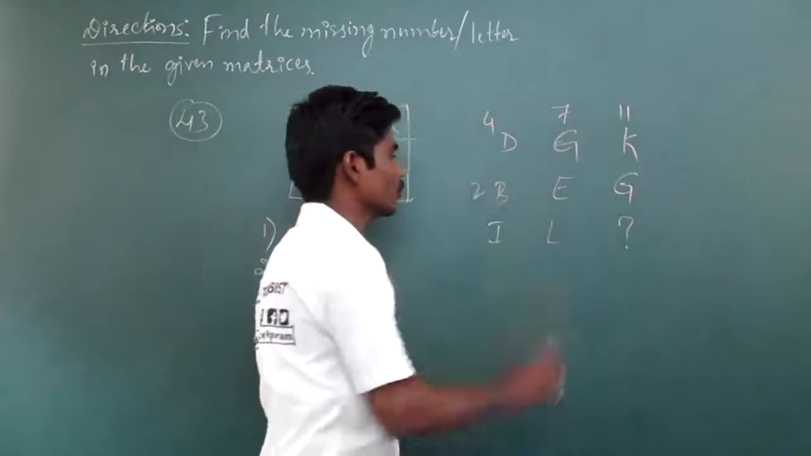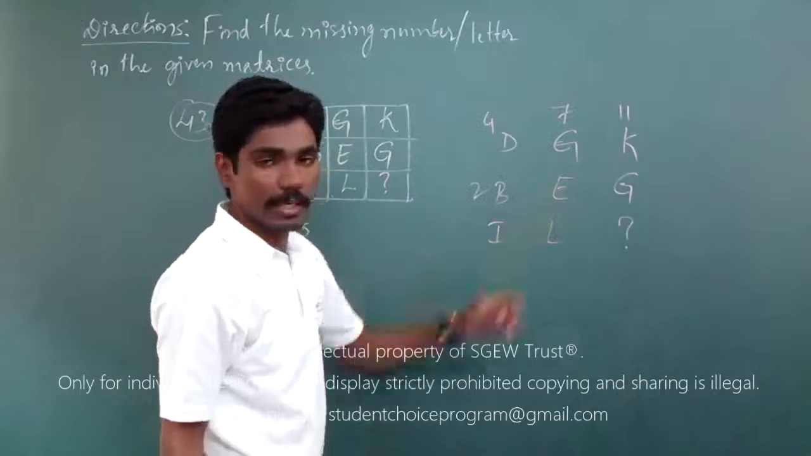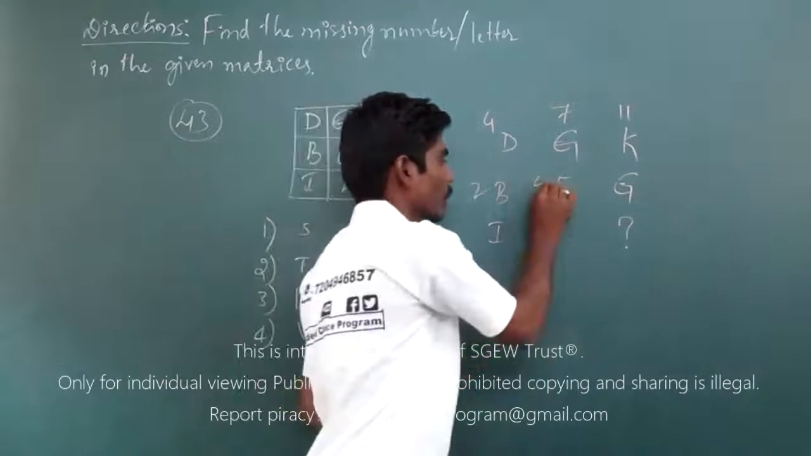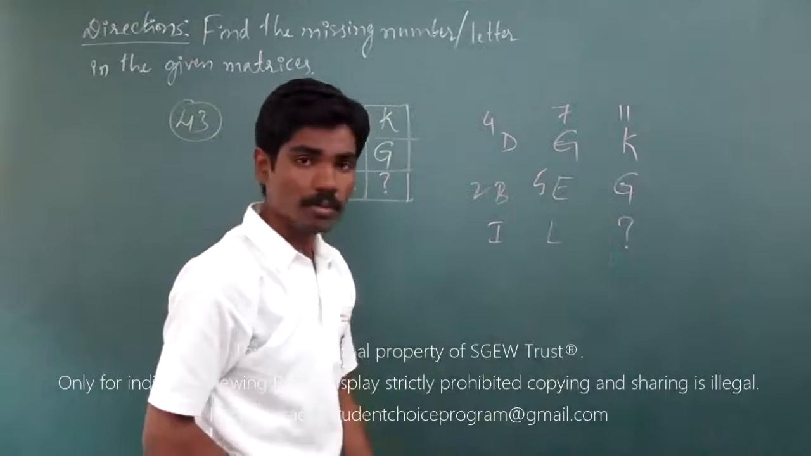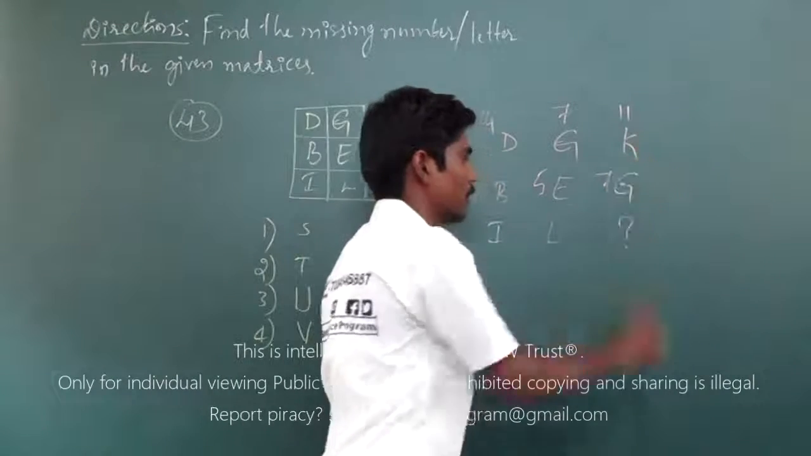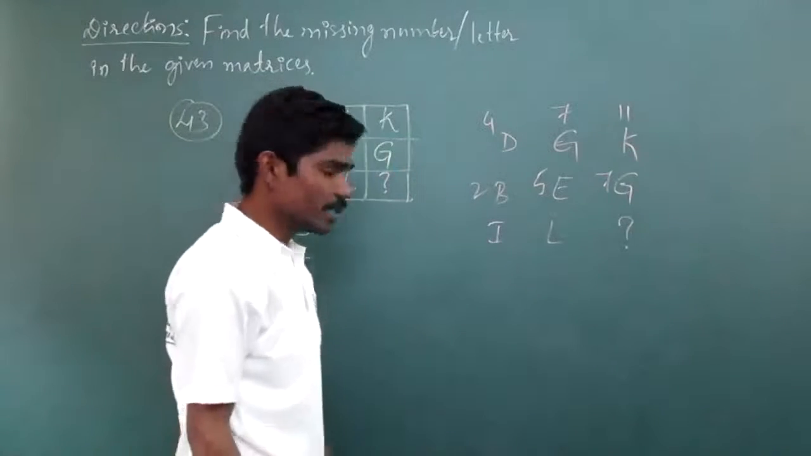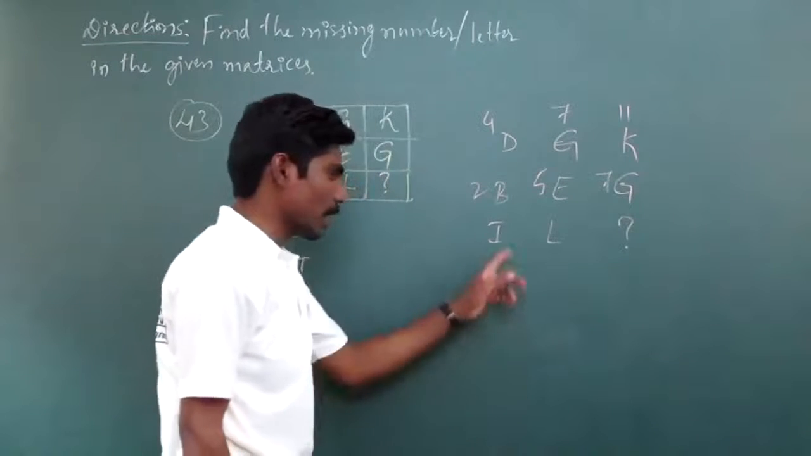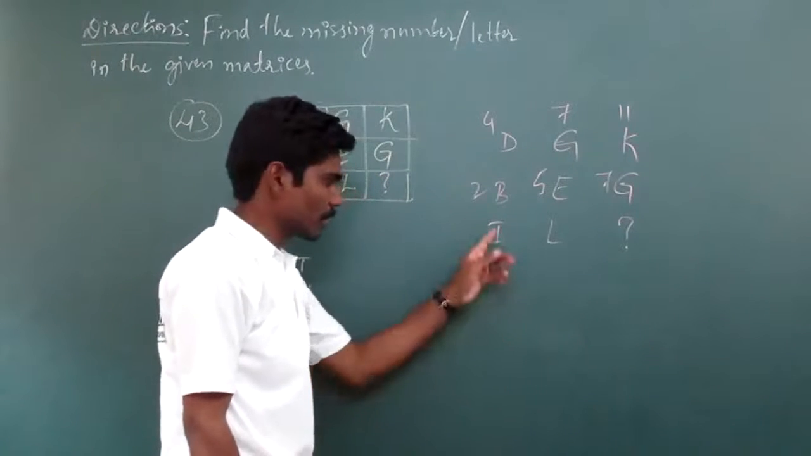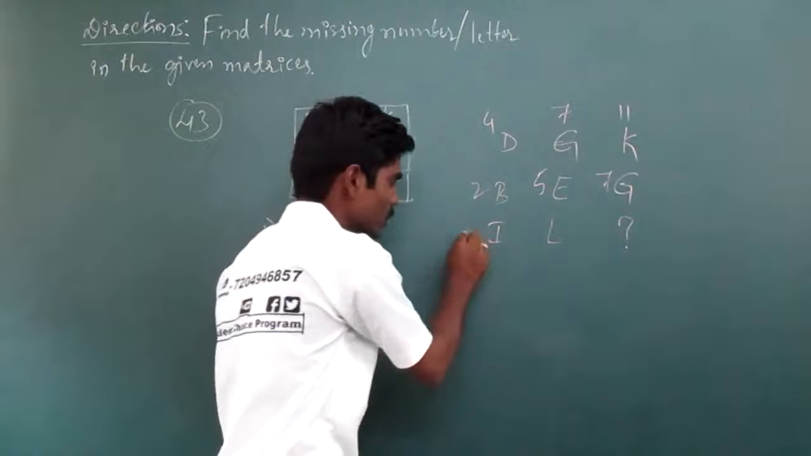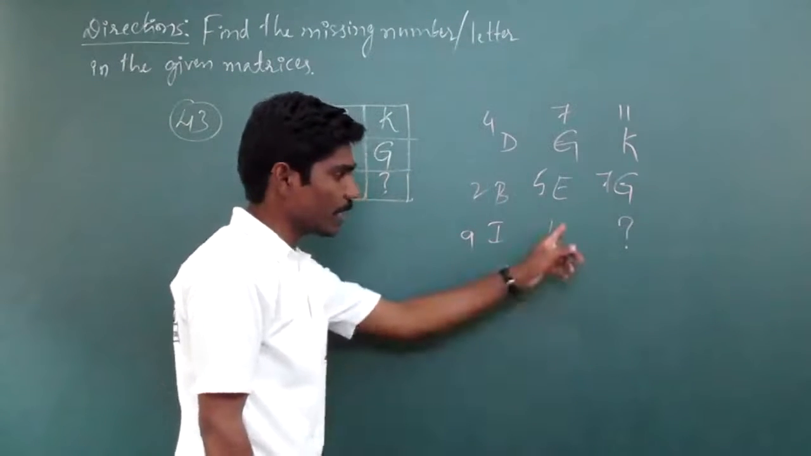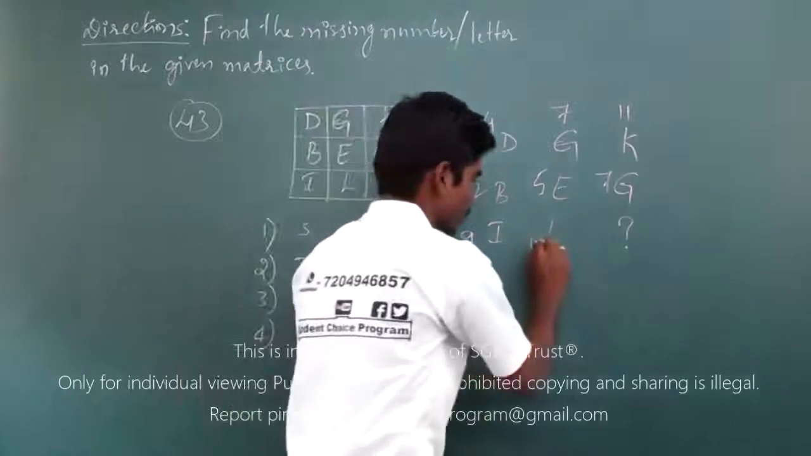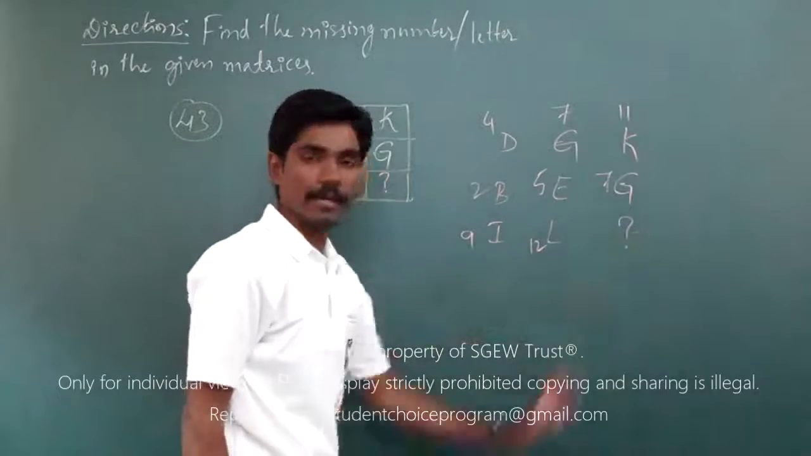Now the position of the letter B is 2. The position of the letter E is 5. And the position of the letter G is 7. Next, the position of the letter I is 9. And the position of the letter L is 12, and then the missing letter.